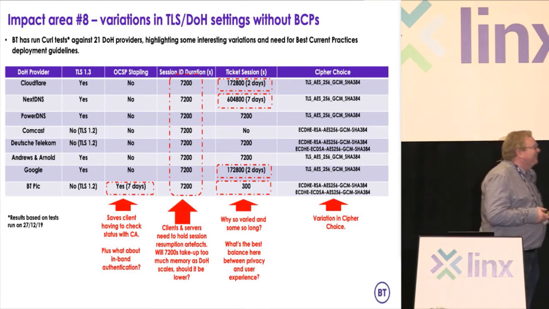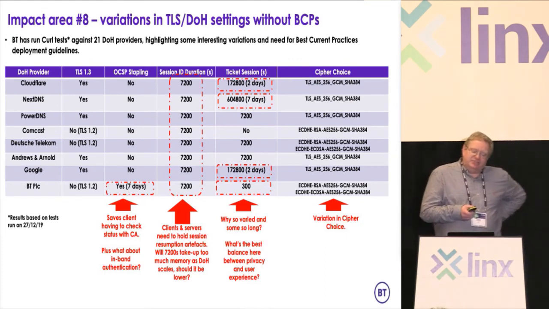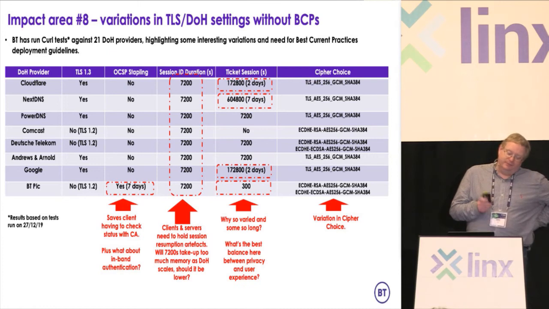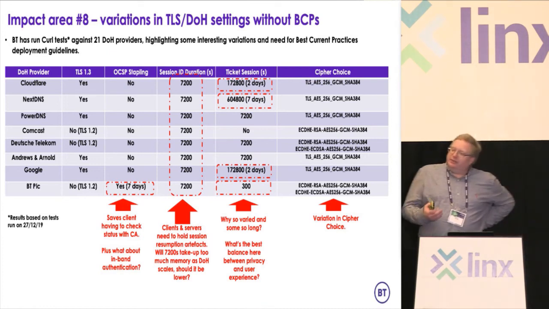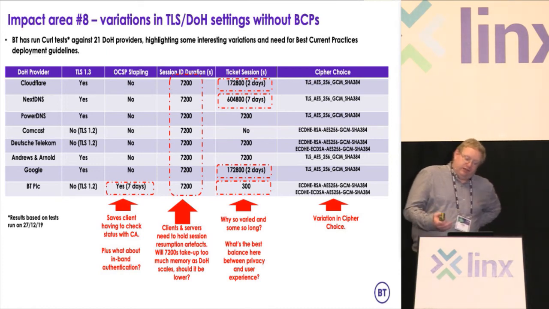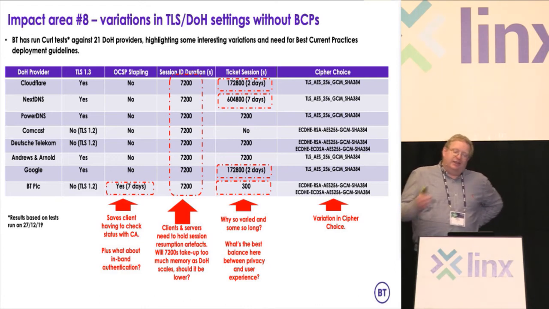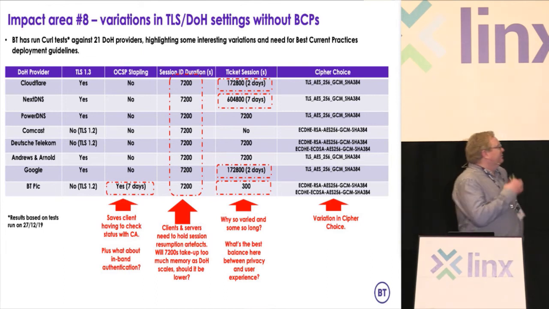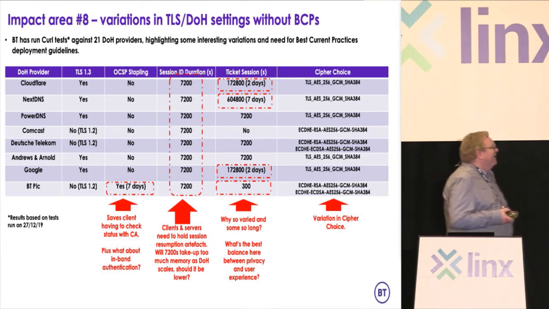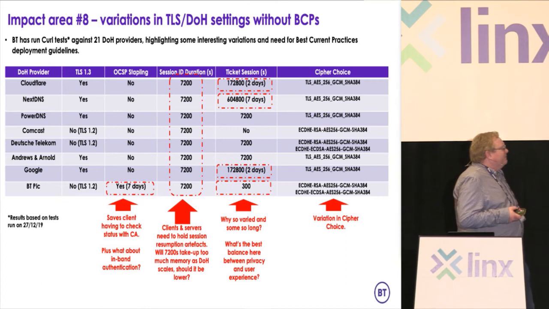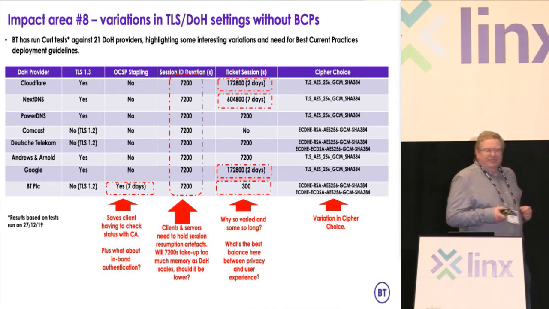Next impact area is we're seeing variations in TLS DoE settings. So here this is suggesting that it would be beneficial for the industry, for the IETF and the likes of EDI, to issue best current practice guidelines. So some of the interesting results here. The first one is on OCSP stapling. We seem to be the only ones doing this.